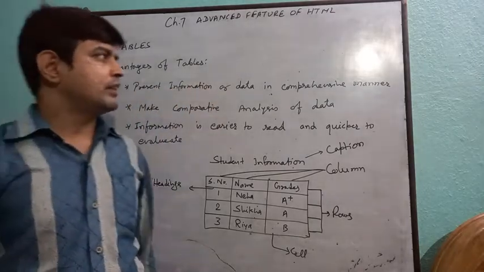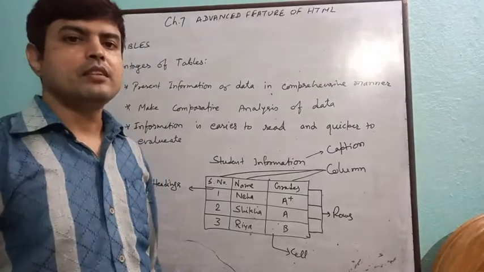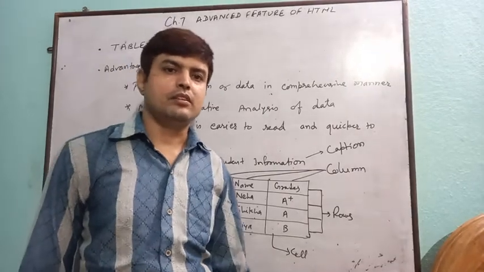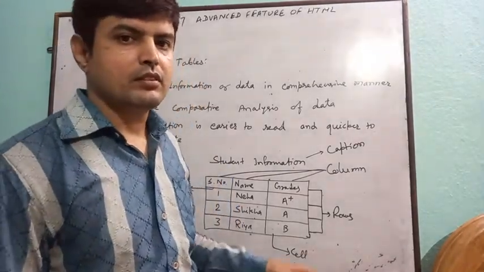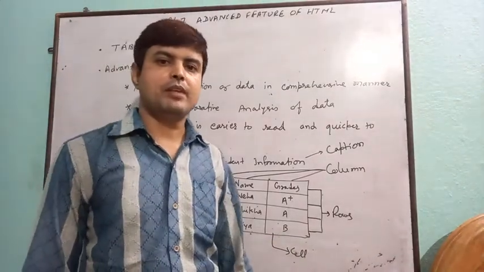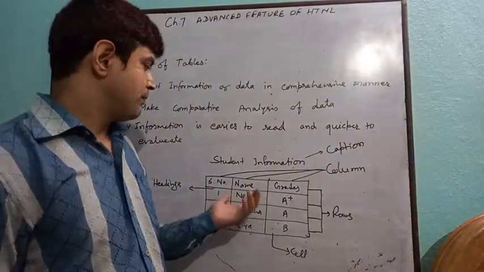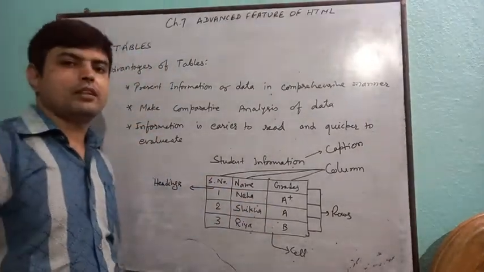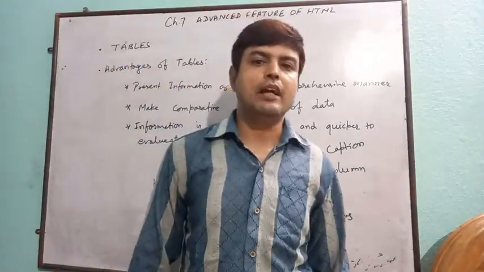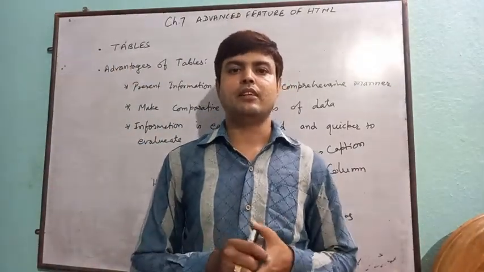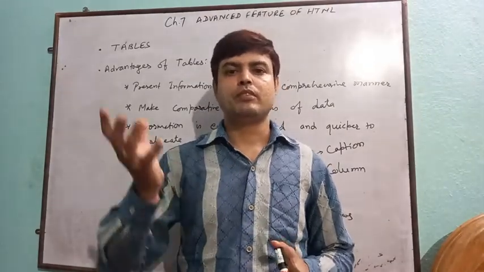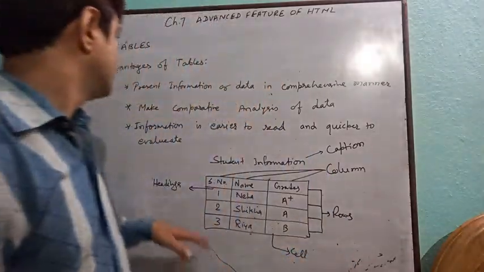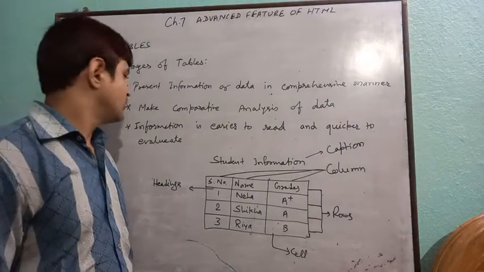Tables present information or data in a comprehensive manner, meaning in an easy manner, by using table headings, and we define headings that consist of some values, some same type of values, and so on. Next, it makes comparative analysis of data. As we can view the whole table at once, it becomes easy to analyze the data, that is, which type of field stores what value, and compare it to others. Information is easier to read and quicker to evaluate.